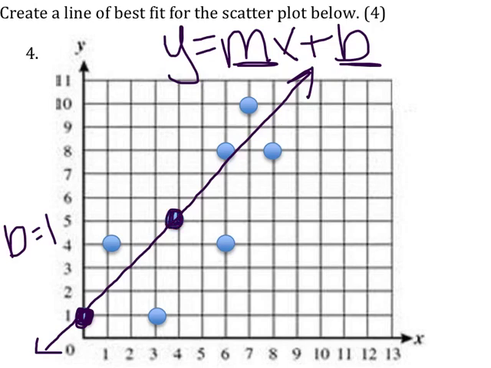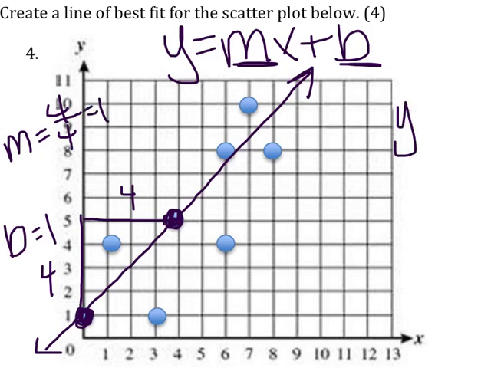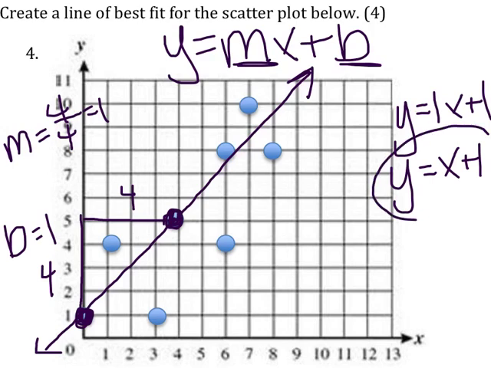It looks like it goes through nicely into all of the other points. So I need to calculate my slope. Slope is rise over run, so we go up 1, 2, 3, 4. Up 4, we go right 1, 2, 3, 4. Right 4. So that means that our slope is 4 over 4. 4 over 4 reduces to 1. So our final equation is y equals 1x plus 1. Or since we don't really even need to say 1x, we can just say y is x plus 1.